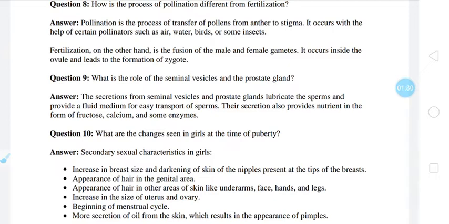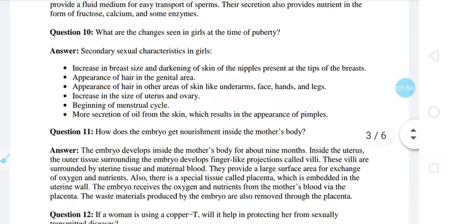Next question is question number 10. What are the changes seen in girls at the time of puberty? We have discussed this. What are the changes during puberty in girls? The same is the question in boys also. So the question can be asked both ways.